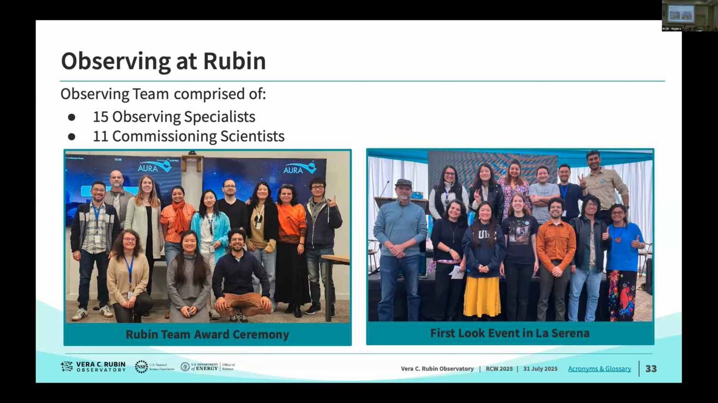Here on the left, the observing team was one of 2 recipients of the Rubin Team Award earlier this year. So here's part of our team photographed at the award ceremony. And then on the right is a portion of our team at the First Look event in La Serena.